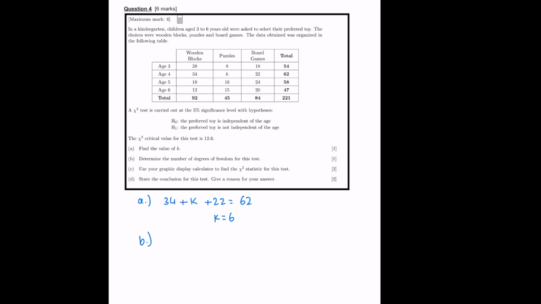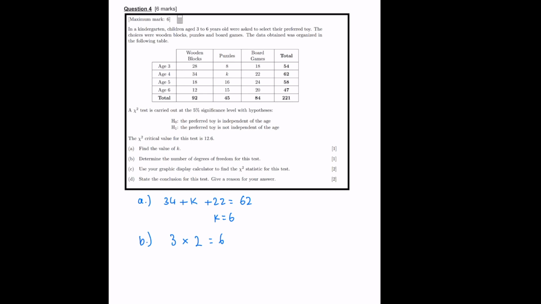And then for the second part, we're determining the number of degrees of freedom. So the degrees of freedom are the number of rows minus 1 multiplied by the number of columns minus 1. So the number of rows, we have 1, 2, 3, 4. So that would be 3 times, and then the number of columns, 3 minus 1 is 2. So the degrees of freedom there are 6.